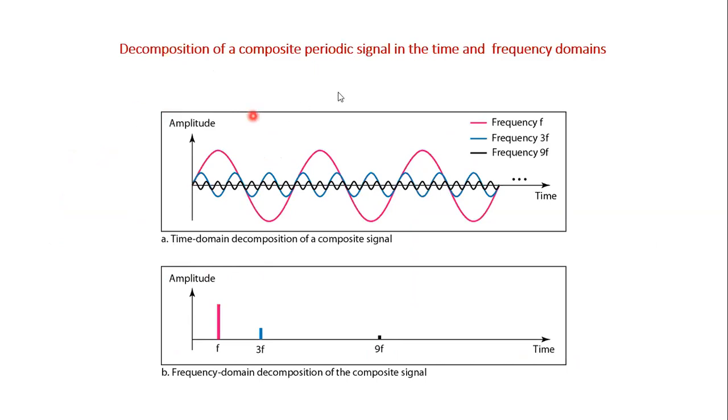So this is the decomposition of a composite periodic signal in the time and the frequency domain. This is for frequency F, and this is for frequency 3F. For the composite, and then frequency 9F. This indicates the frequency 9F. Okay. So in the frequency domain, we have frequency F here, frequency 3F and frequency 9F.